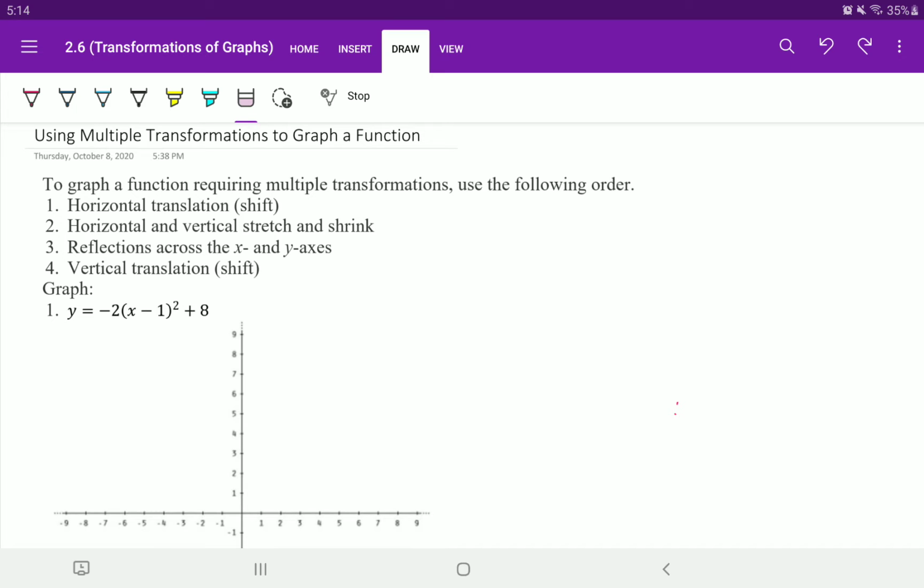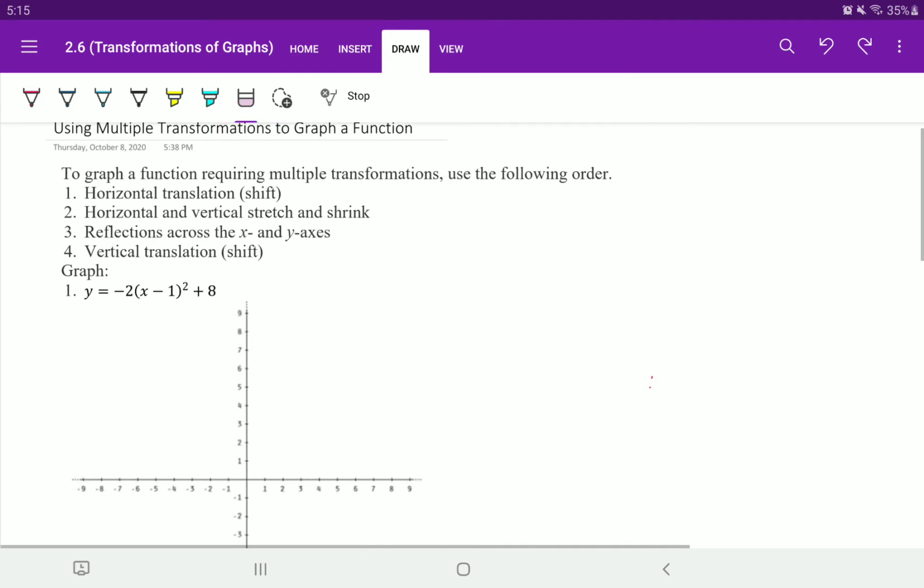Now, to graph a function requiring multiple transformations, use the following order. 1. The horizontal shift. 2. Apply the horizontal or vertical stretch or shrink. 3. Perform the reflections either across the x-axis or the y-axis or both. 4. The vertical shift. Now, it's best to point out that not all these graphs will have all these transformations and translations, but it's up to you to correctly identify the translations and then after that perform the indicated operations.